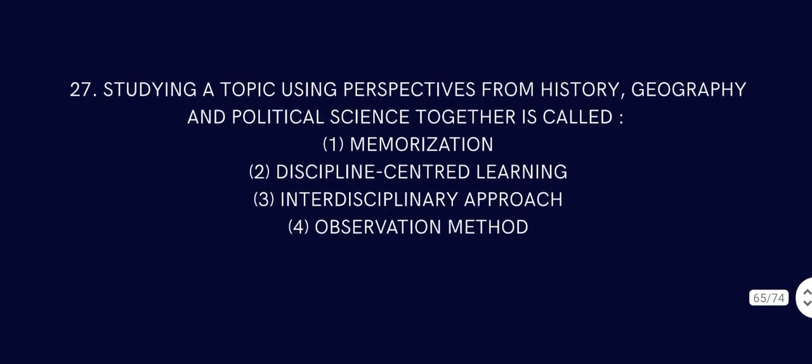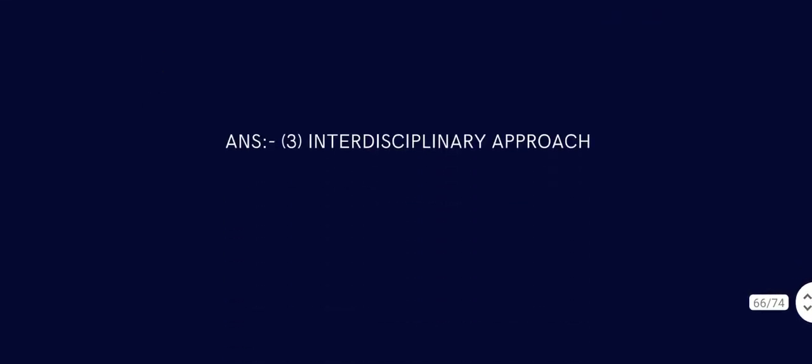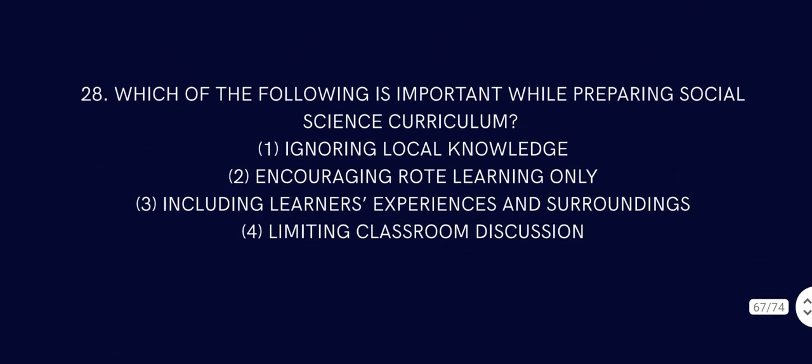Question number 27. Studying a topic using perspectives from history, geography and political science together is called what? That is the interdisciplinary approach. Everybody knows that. You should know that. If you don't know, you know now. Everything that is related is interdisciplinary, because you are jumping from one discipline to another.